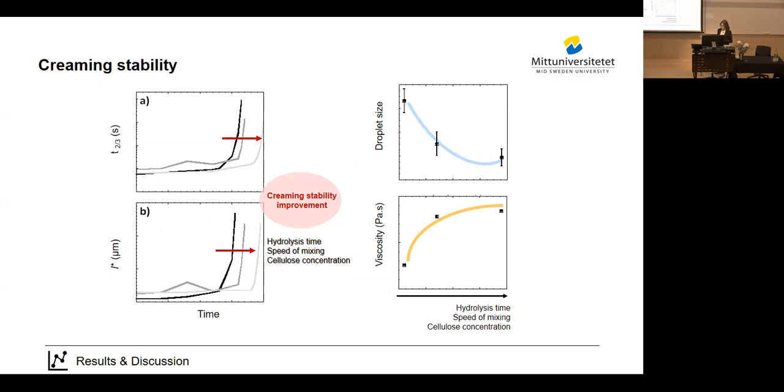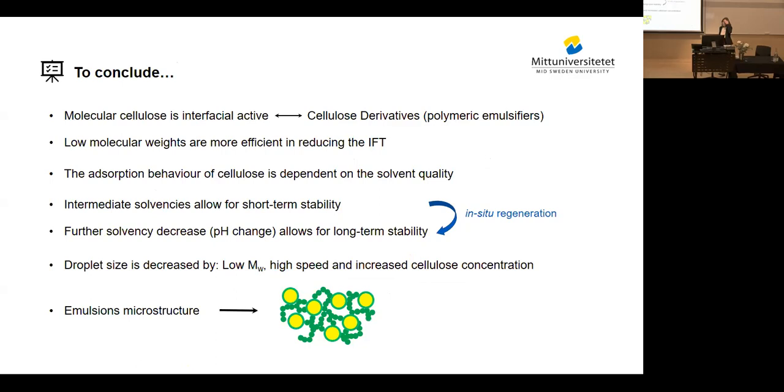To conclude a bit on this part, before we go to the final point of the thesis: molecular cellulose is interfacially active, similar to cellulose derivatives. Low molecular weights are more efficient in reducing the interfacial tension. Also, the adsorption behavior of cellulose is dependent on the solvent quality. Intermediate solvencies allow for short-term stability, and further solvency decrease by pH change or adding a coagulant or an anti-solvent allows for long-term stability, which we call the in-situ regeneration.